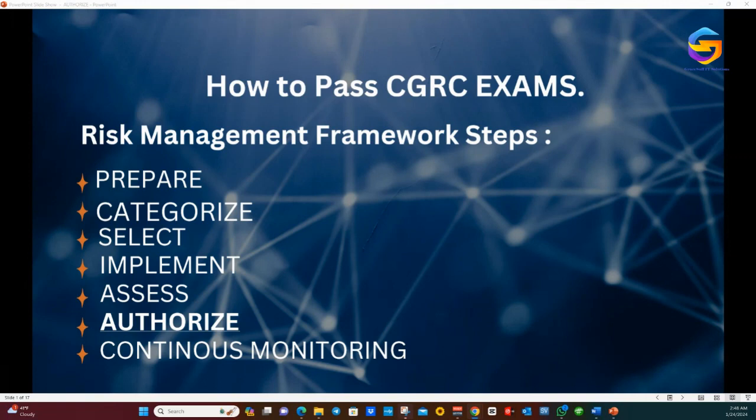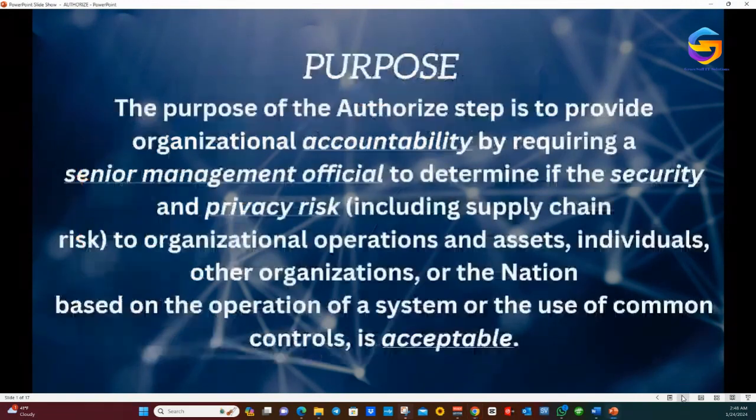But as usual, let's look at the purpose of the authorization step. The purpose of the authorization step is to provide organizational accountability by requiring a senior management official to determine if the security and privacy risks, including supply chain risks, to organizational operations and assets, individuals, other organizations, or the nation based on the operation of a system or the use of common controls is acceptable.